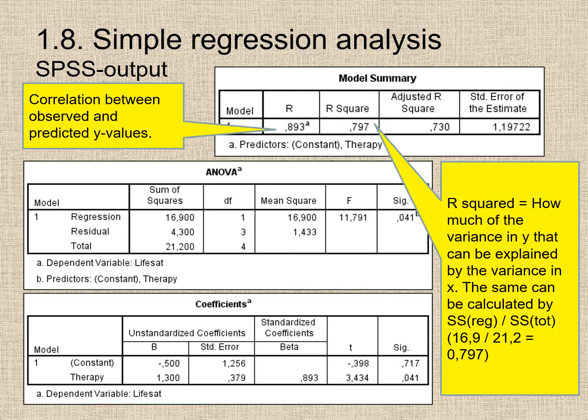If we say that the only thing that matters for your life satisfaction is how much therapy you get, then that statement will be 80% true and 20% false. God, that sounded like a crazy statement. But we would, so to speak, cover 80% of the actual variance in life satisfaction by saying that. We have seen how we get these values: regression, residual, and total sum of squares.